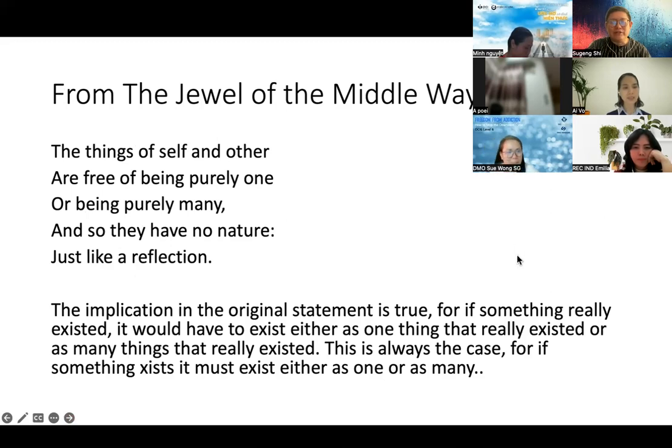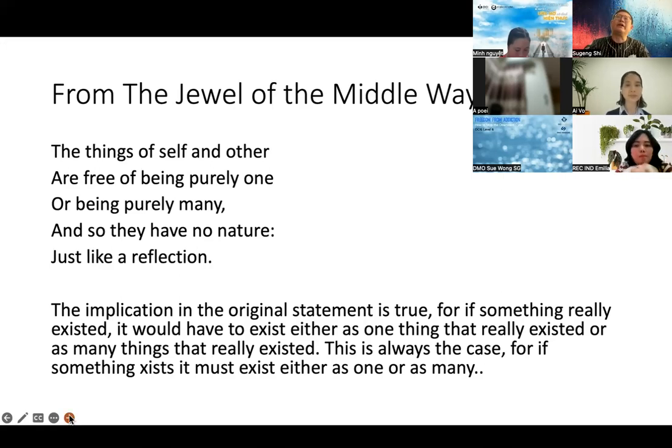The implication in the original statement is true, for if something really existed, it would have to exist either as one thing that really existed or as many things that really existed. This is always the case: if something exists, it must exist either as one or as many. But here we have proven that they cannot exist as one and they cannot exist as many. Therefore, they don't really exist.